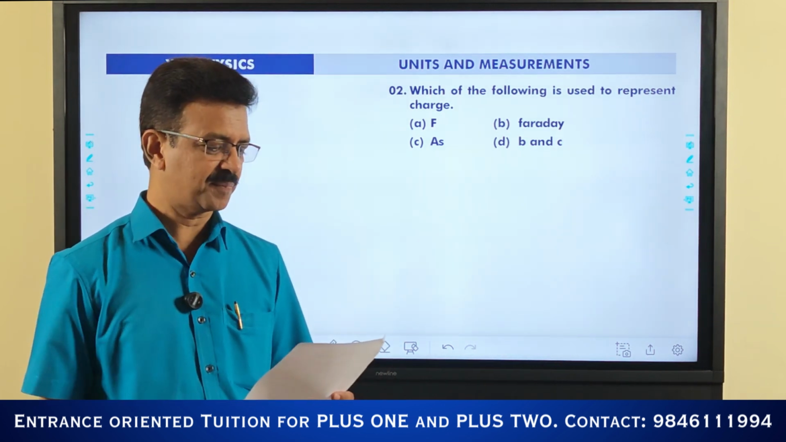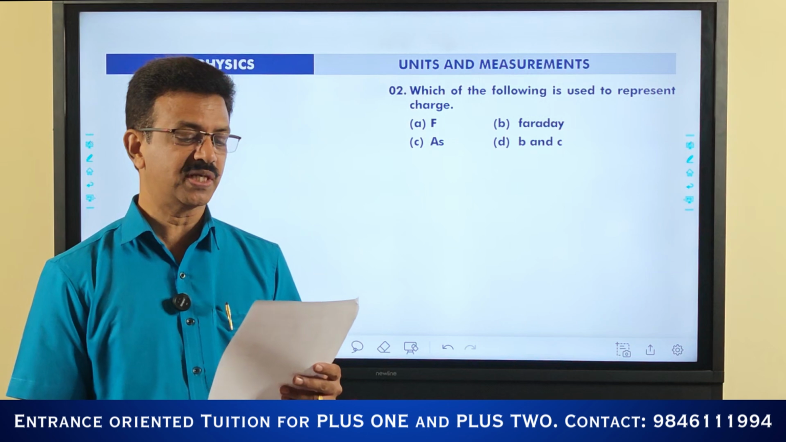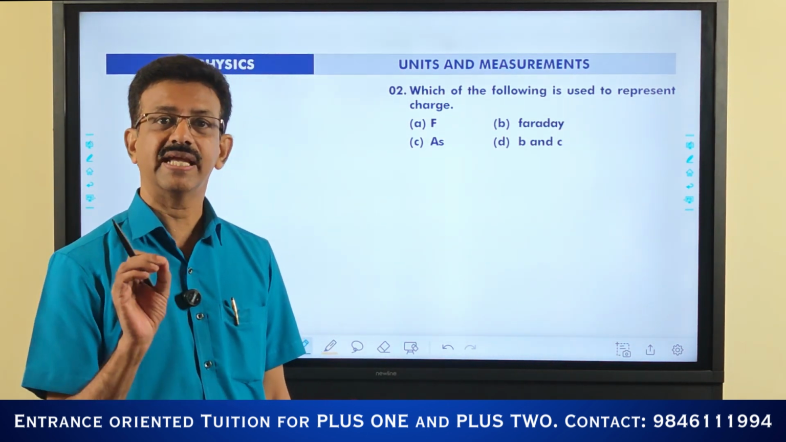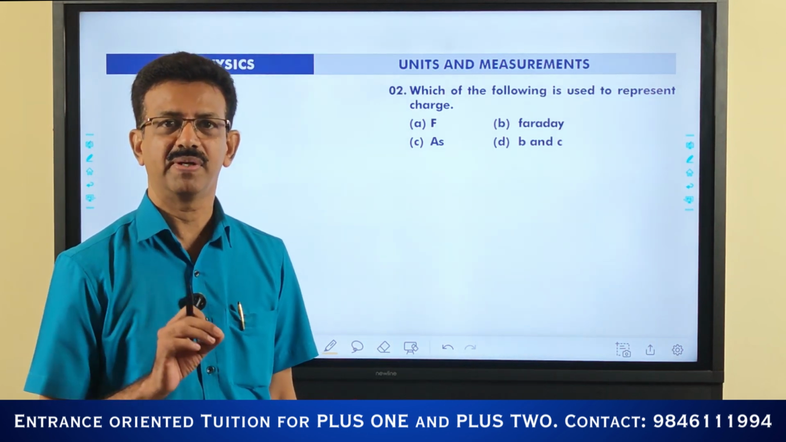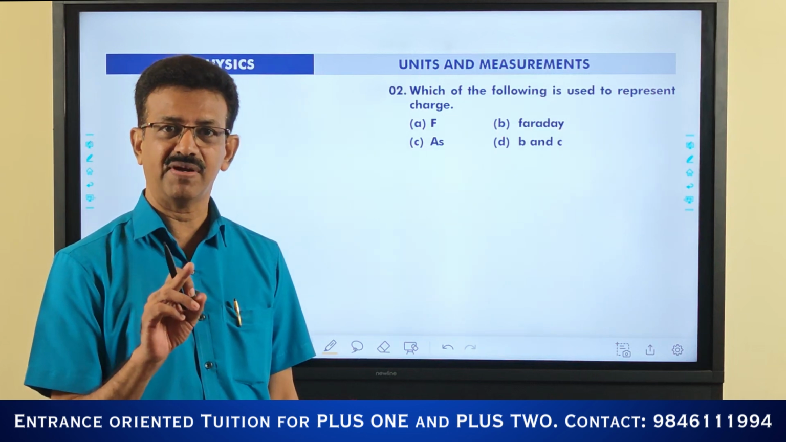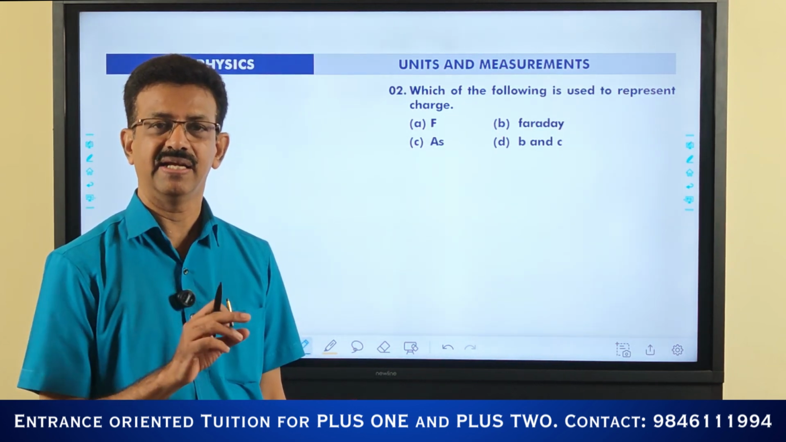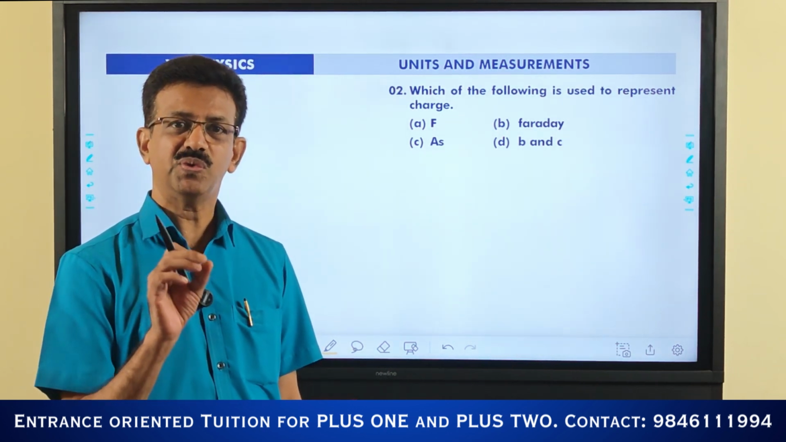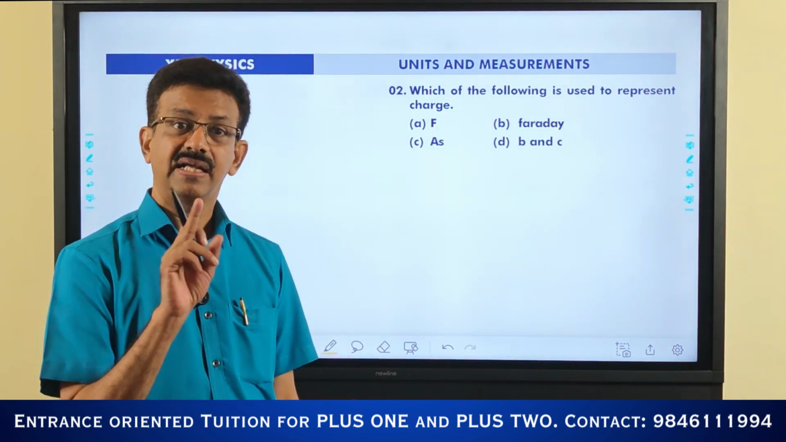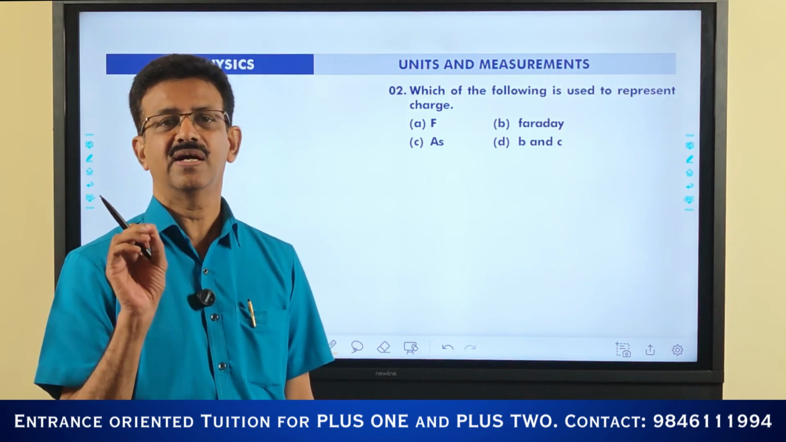The second question is, which of the following is used to represent charge? For charge, the SI unit is coulomb. And one more unit is there, 96,500 coulomb equals 1 Faraday. Therefore, we have 2 units for charge, coulomb and Faraday. The SI unit is coulomb.